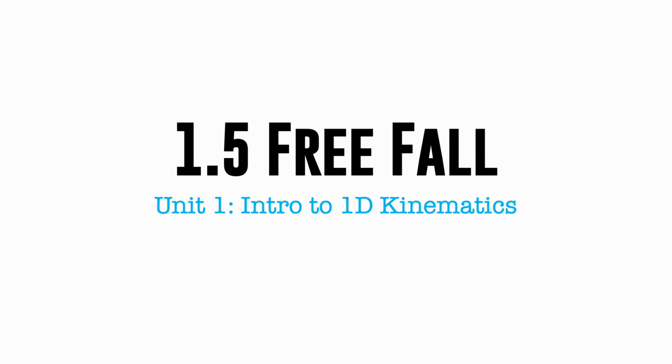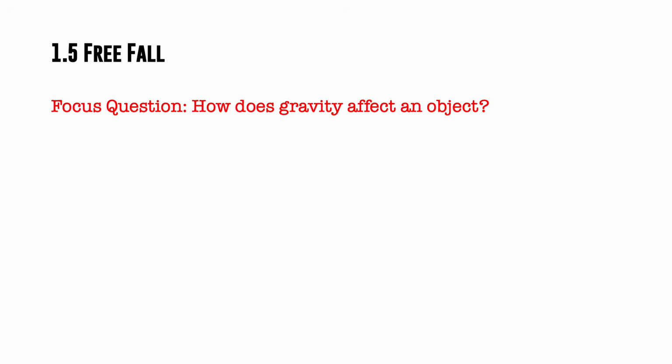Here is a concept brief over free fall, the next unit of study we'll be looking at. Still in Unit 1, Intro to Kinematics. If we're following along in our notes, we have our focus question, which is essentially, how does gravity affect an object? Well, it's pretty straightforward. It obviously pulls things down to the center of the Earth. But one of the things that we're going to distinguish is it's an acceleration. Gravity actually accelerates things down, and we call that free fall.